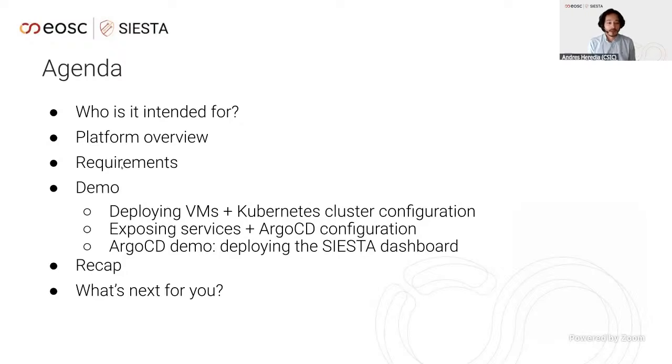And then we have three demos today. The first one will be deploying virtual machines and configuring a Kubernetes cluster using some automation tools. Then we will be checking how to expose services in this newly created cluster. And we will configure also Argo CD that will enable us to deploy using a GitOps approach. And finally, we'll be reviewing a concrete example of how to use Argo CD by deploying the Siesta dashboard. Finally, a little recap after all these demos, so we can be sure that we understood what we just saw. And finally, what's next for you as a platform provider.